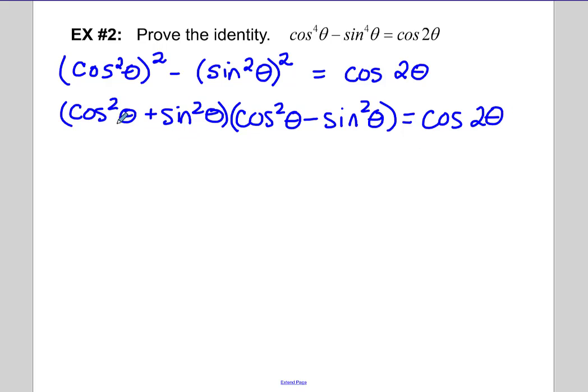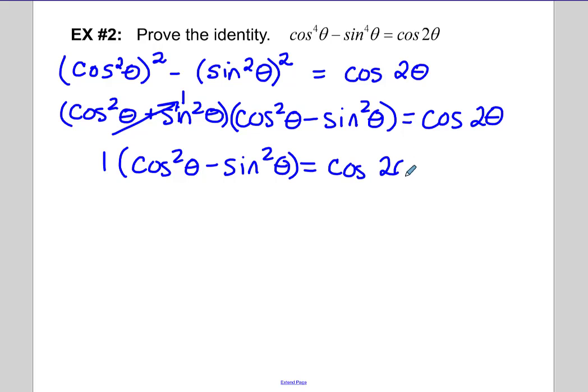Now, do you recognize this is the Pythagorean identity, that sine squared plus cosine squared is 1. So this term is 1. And 1 times cosine squared theta minus sine squared theta is going to be equivalent to cosine 2 theta.